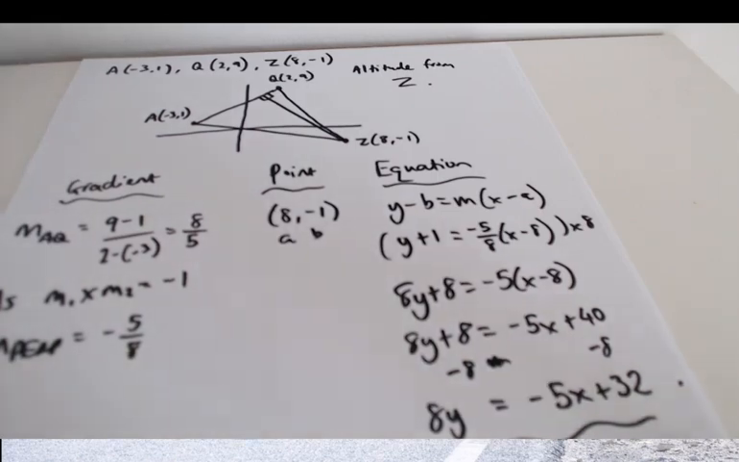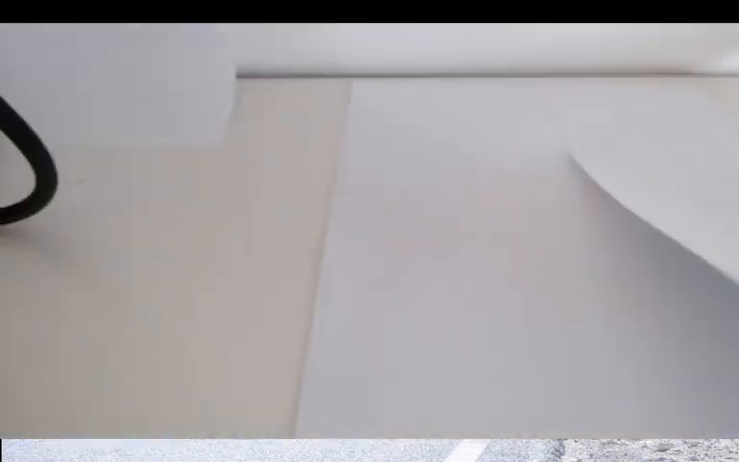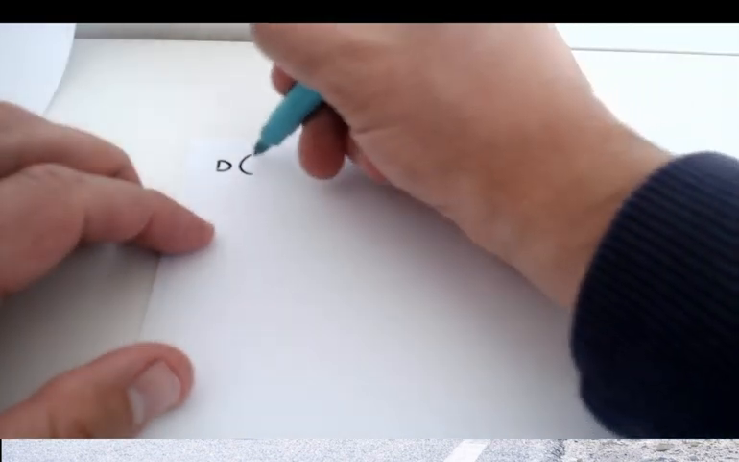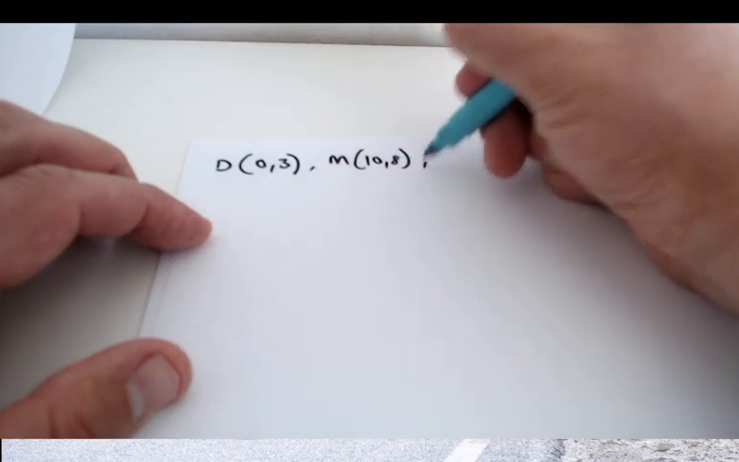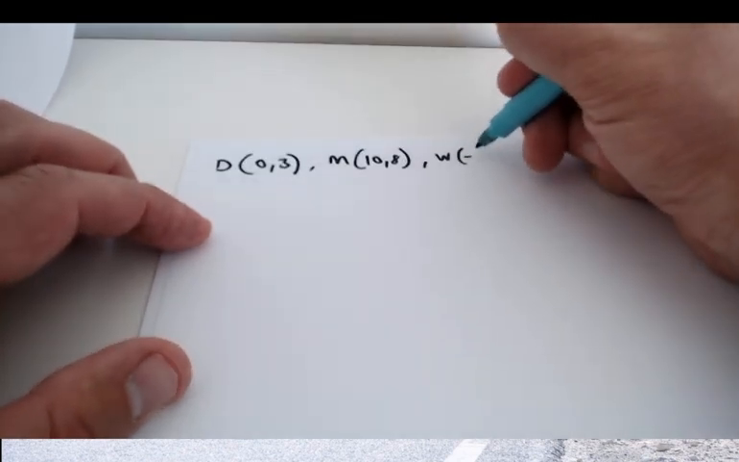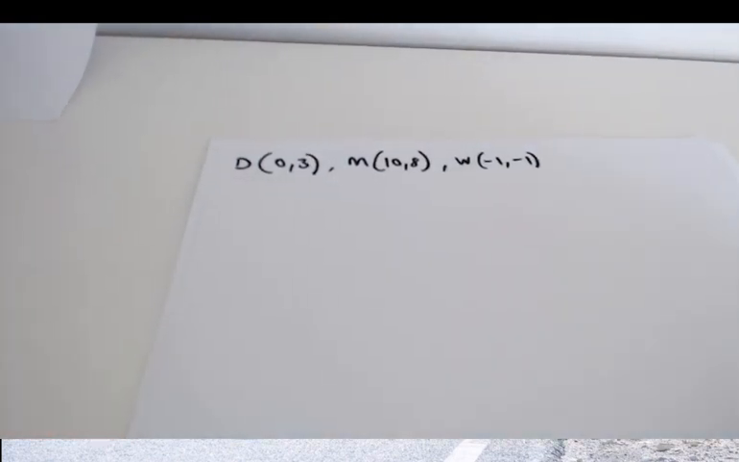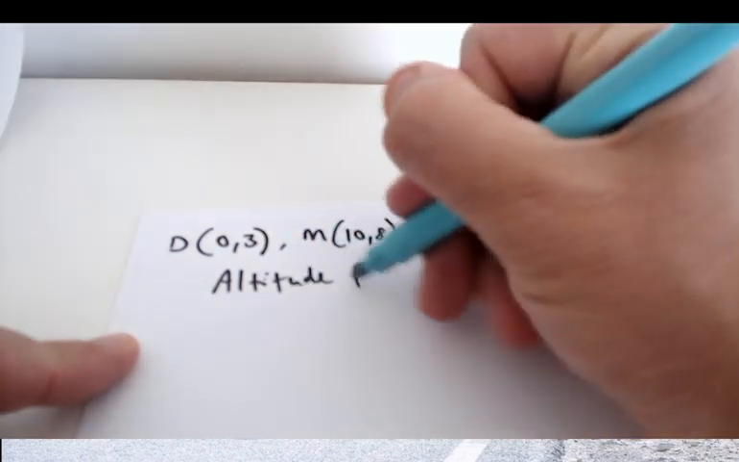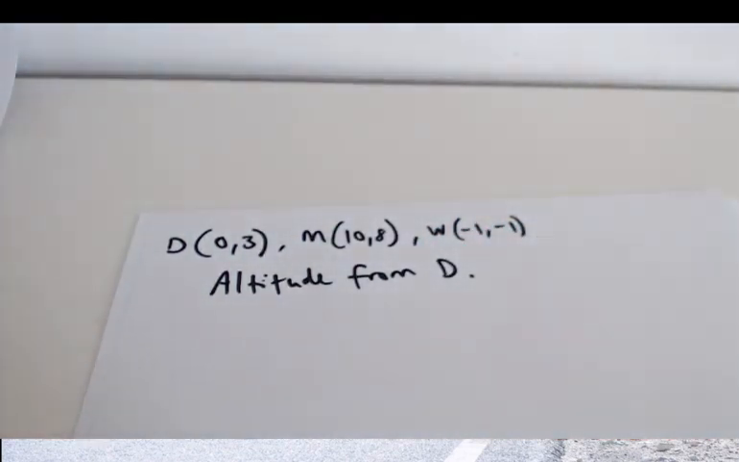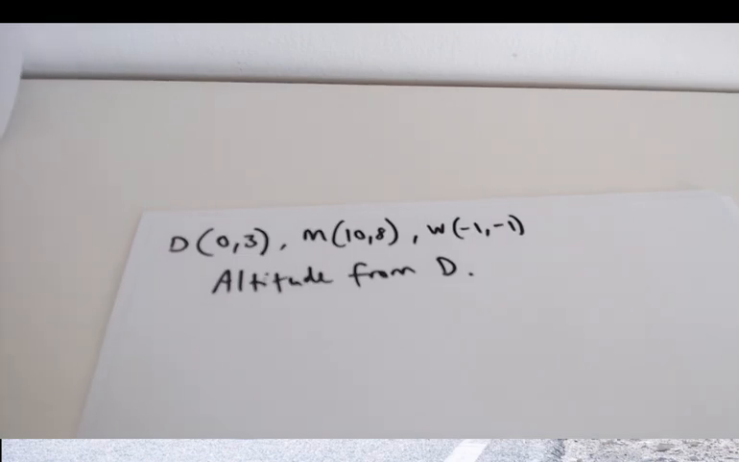Right, I'm going to do one last example like this. So, this time we're going to go with D, which is the point 0, 3. We're going to have M, which is 10, 8. And I'm going to have W, which is minus 1, minus 1. And this time I want the altitude from D. And this time I'm not going to draw it. I know that I need the gradient of the opposite side from D.